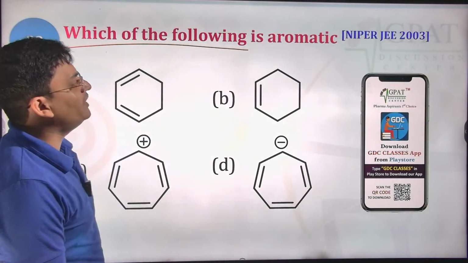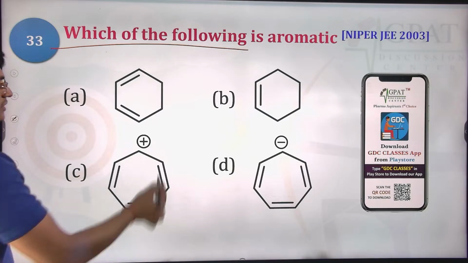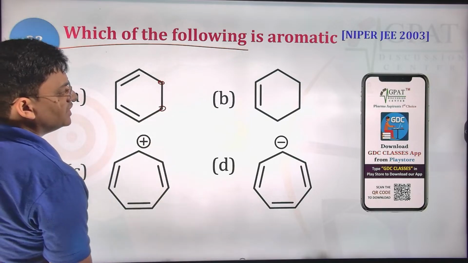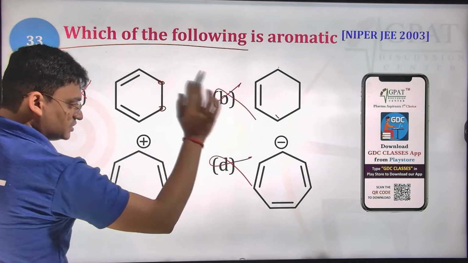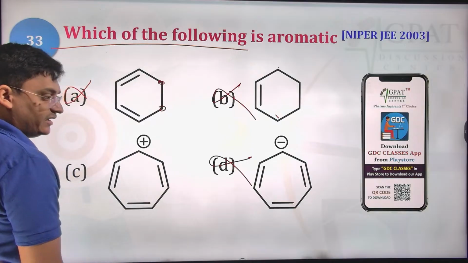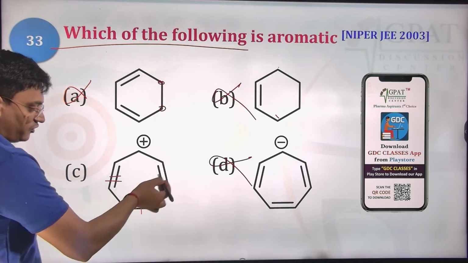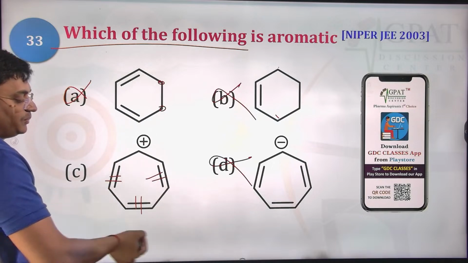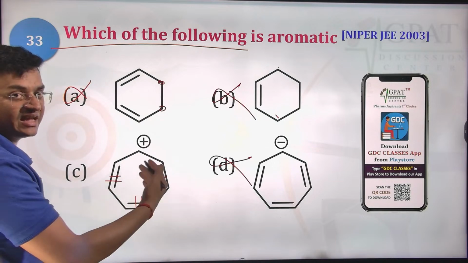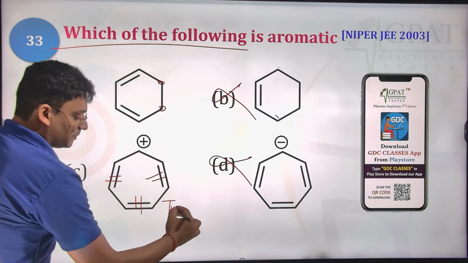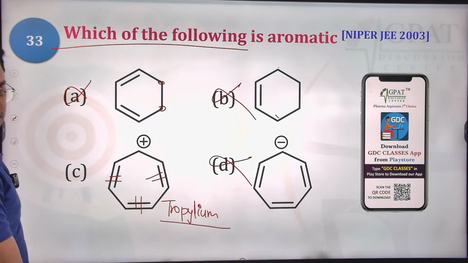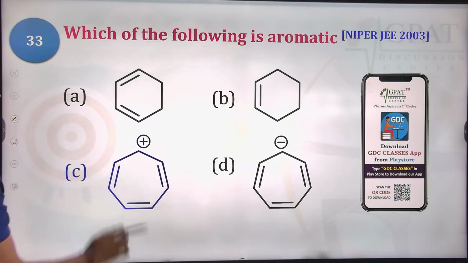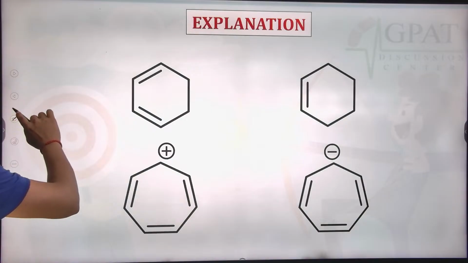Which of the following is aromatic? There is no conjugation present on these positions, so this is non-aromatic. This one is non-aromatic while this is aromatic. Why? We have 1, 2, 3, 4, 5, 6, a 6 pi electron system with complete conjugation. It's the cycloheptatrienyl cation, also known as tropylium. Tropylium is the most stable carbocation among the carbocations. So yes, C is the right answer.